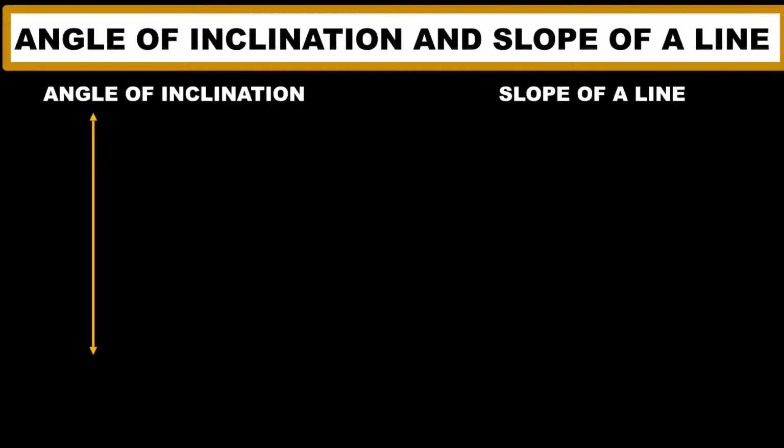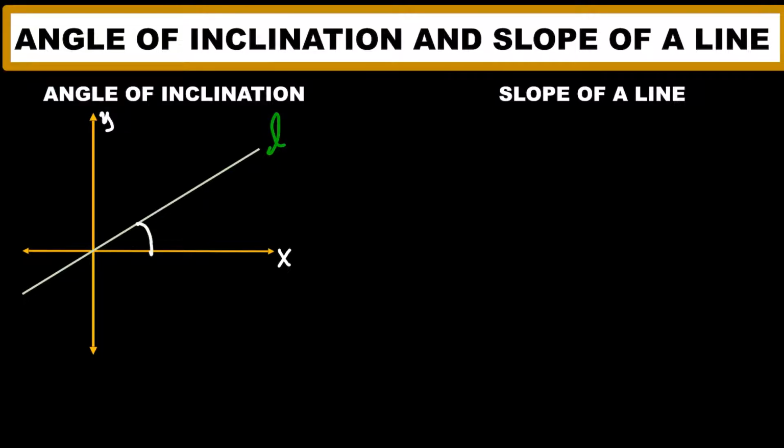When we say angle of inclination, it is simply the smallest positive angle that the given line makes with the positive x-axis. So if this is our x-axis and this is our y-axis, and if we are given a line, say this is line L, and we're going to locate the angle of inclination of this line, then we can say that this is the smallest positive angle that this line makes with respect to the x-axis, and usually it is denoted by alpha.